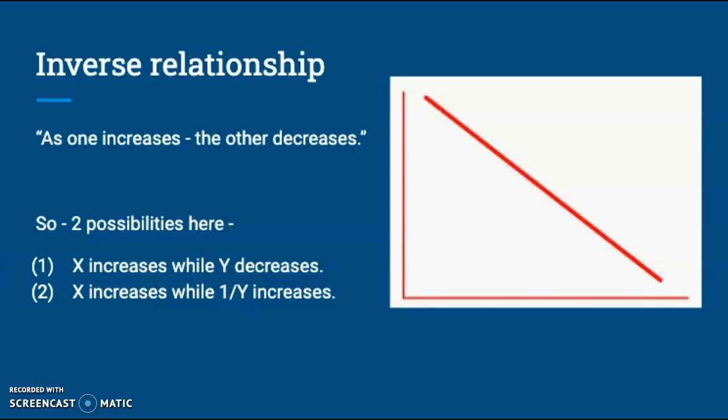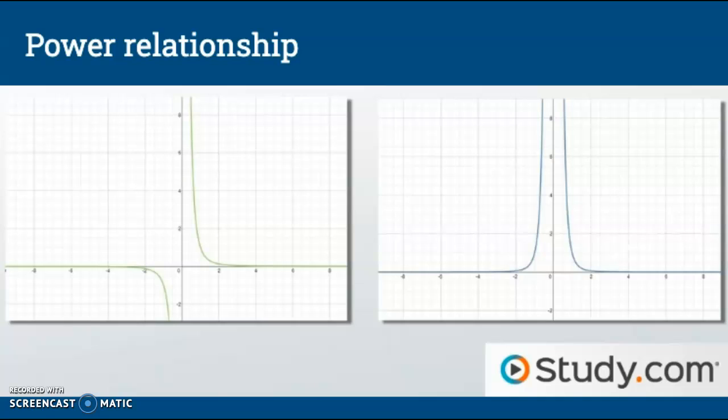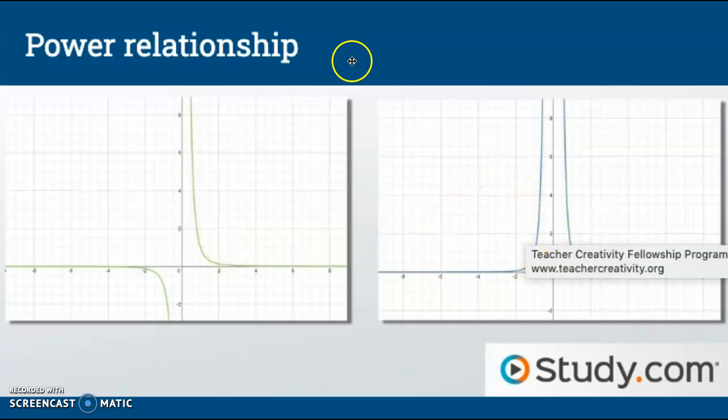The last one we should see the least, and that's a power relationship. If you've graphed x squared, that's what we're seeing here. This is obviously not x squared. This is x to the negative 4th, and this is x to the negative 6th or something like that.